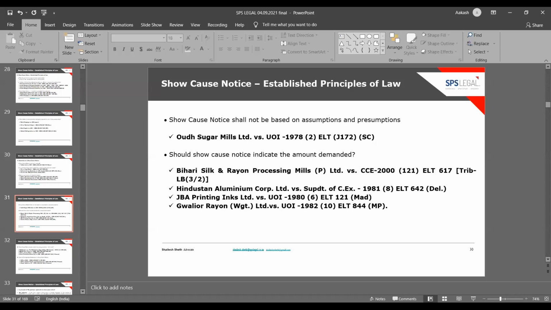The majority had relied upon the Hindustan Aluminum case of the Delhi High Court, where, however, in the JBA Printing Ink case, the Madras High Court single judge had said that a show cause notice which does not quantify the demand is not valid. This single judge judgment was distinguished by the Delhi High Court in Hindustan Aluminum, and this was followed by the majority in the larger bench decision of Bihari Silk. However, in Gwalior Rayon, it was held by the High Court that non-mention of the necessary particulars in the notice is not a valid ground for quashing the show cause notice.